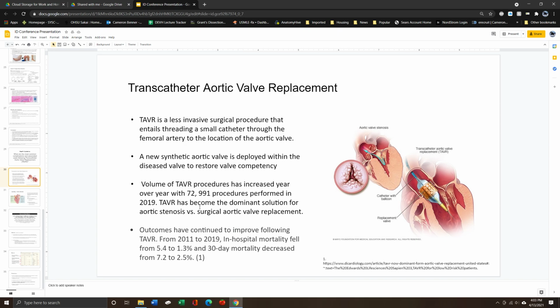The volume of TAVR procedures has slowly increased over the past 10 years or so, with almost 73,000 procedures being performed in 2019. So really representing the most common method of replacement for diseased aortic valves, and outcomes have continued to improve over that time from about 2011 to 2019, with in-hospital mortality falling from around 5.5% to 1.5%, and with 30-day mortality decreasing somewhat similarly from 7.2 to 2.5%.